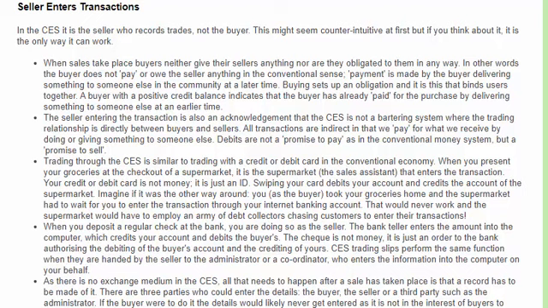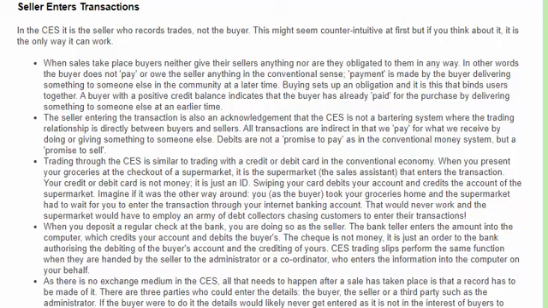Trading is similar to trading with a credit or debit card in the conventional economy. When you present your groceries at the checkout of the supermarket, it's the supermarket, the sales assistant, that enters the transaction. Your credit or debit card is not money, it's just an ID. Swiping your card debits your account and credits the account of the supermarket. Imagine if it was the other way around.